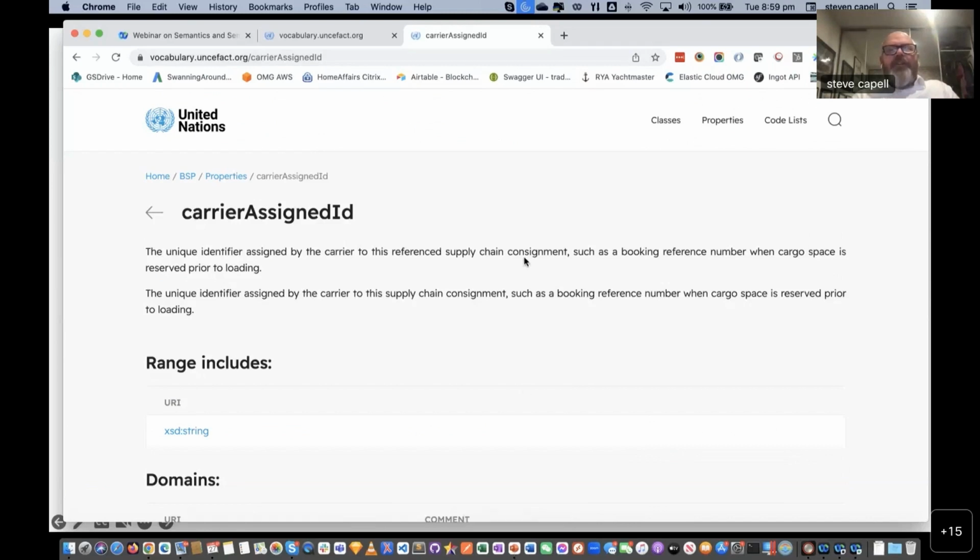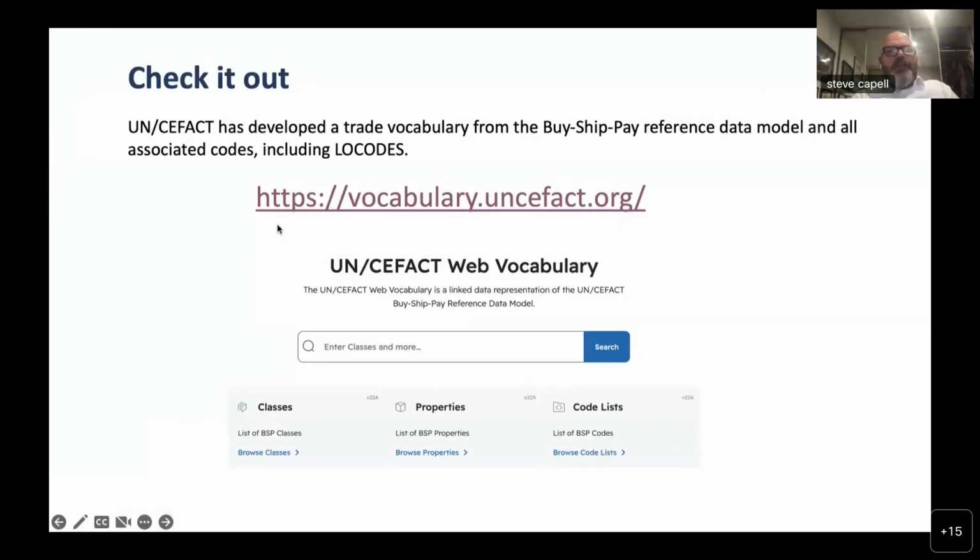Now let me figure out how to go back to my slideshow. Yep, that's right. We're back on the slideshow. Indeed.